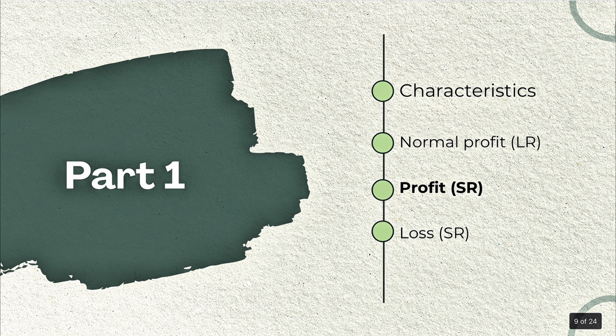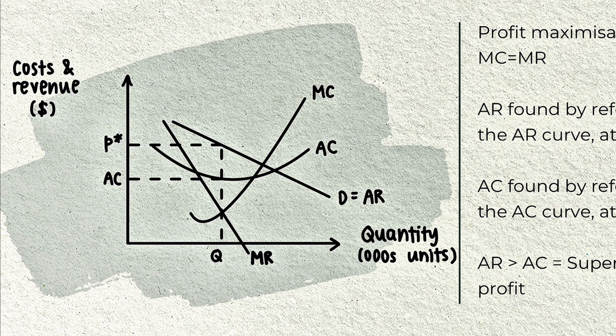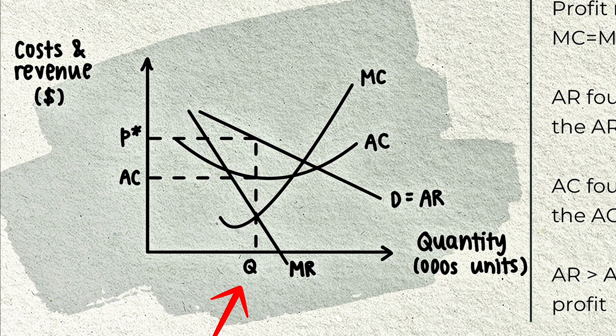Moving on to profits in the short run. Again, we assume profit maximization from this firm, which is MC equals MR. From this point, we are able to find the quantity, which is here, the average revenue, which is here, and also the average cost, which is here.